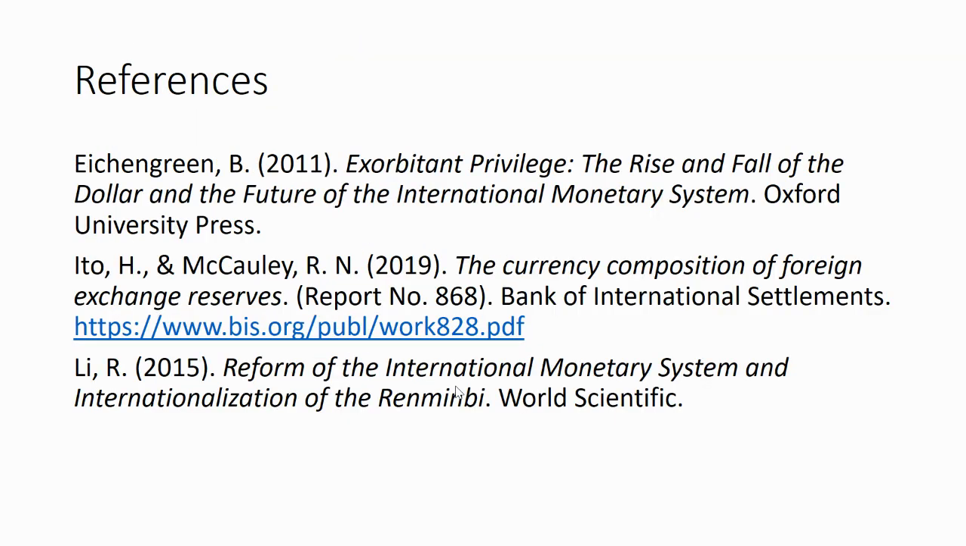So these are some of the references that I referred to in preparing this presentation. And as I mentioned, the books by Eichengreen and Lee provide detailed accounts of the development of the international monetary system. And if you're interested in this topic, please do go buy these books and read them.